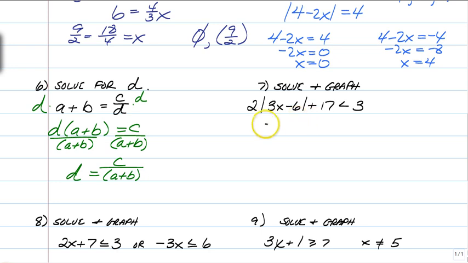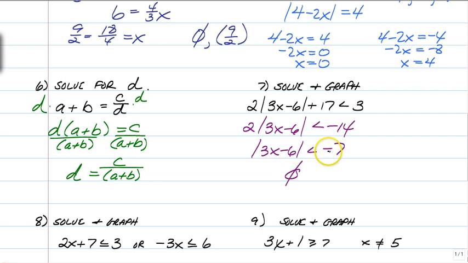Solve and graph. First thing you need to do is get the absolute value by itself. So that's going to give you -14 first. Divide both sides by 2. And you get the absolute value of 3x minus 6 is less than -7. Now, if you are slick, you will stop right there and just say no solution, because if the absolute value is never negative, then it's impossible for it to ever be less than a negative number. So therefore, you're already done.